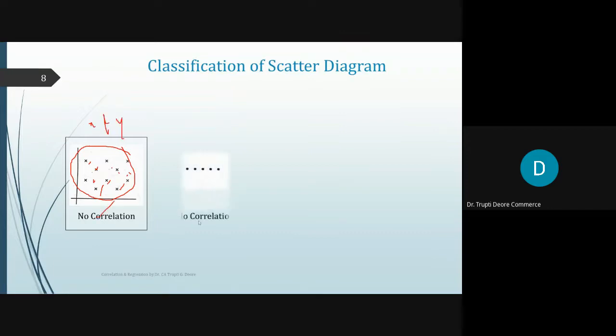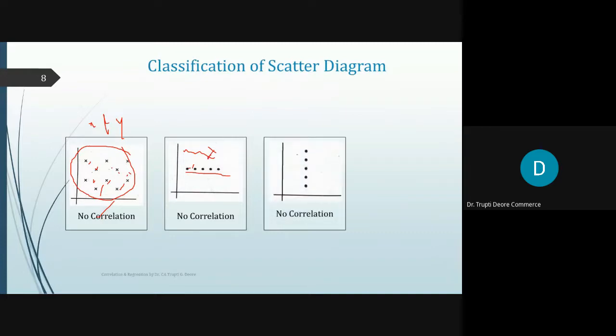Same here, you can see the change is only in the x-axis. There isn't a change in the y-axis as per the data. So there isn't any correlation between x and y. Same here, again there is only a change in the y-axis. There isn't any change in the x-axis. So there is no correlation. It means there is a fixed amount of y and change only in the x-axis. Here it's a fixed amount of x and change in only the y-axis. So there is no correlation.